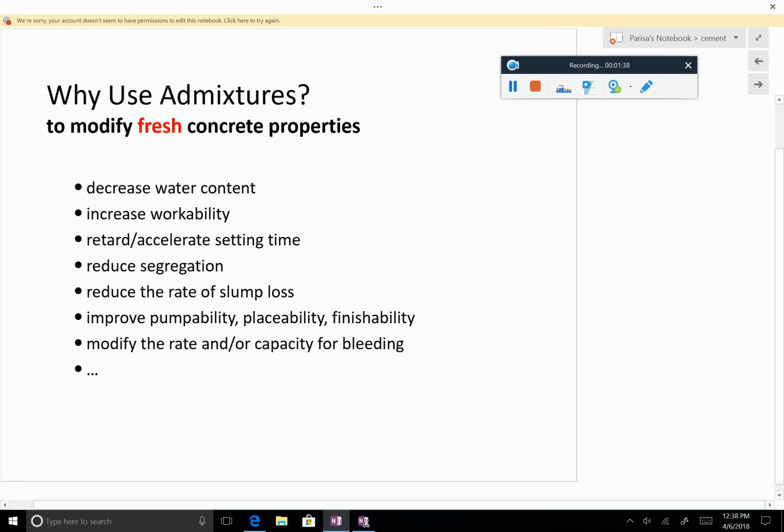So for example, you may want to add admixtures to fresh concrete to decrease water content, increase workability, that means ease of placement and finishing, to delay or accelerate the setting, intervene in the process of segregation, etc.